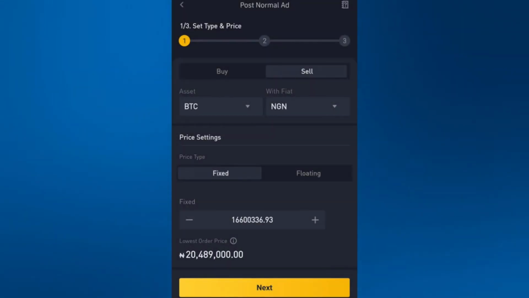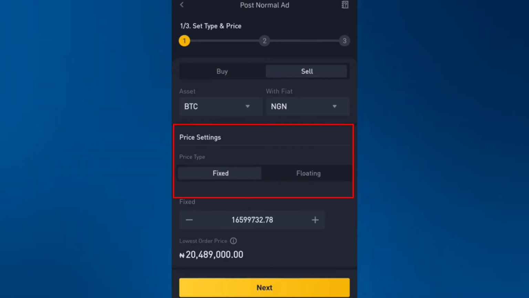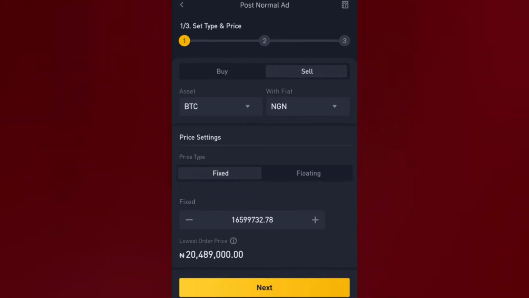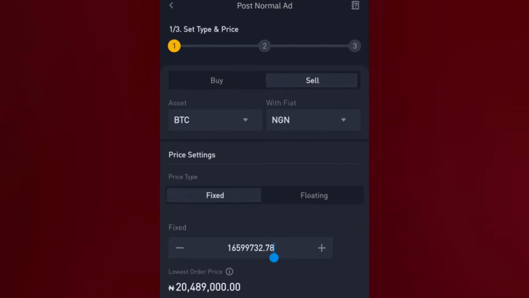Now in this price setting over here, we have fixed prices and then we have floating prices. Basically what these two things mean is that when you have a fixed price, remember I said what I want to sell my Bitcoin for is 20,555,000, right? So once I come here and put 20,555,000, then by putting this price, no matter what happens to the market price, when Bitcoin goes up, when Bitcoin goes down, my price is going to be at 20,555,000.